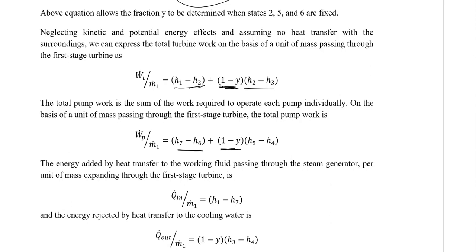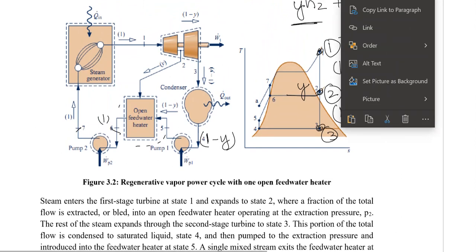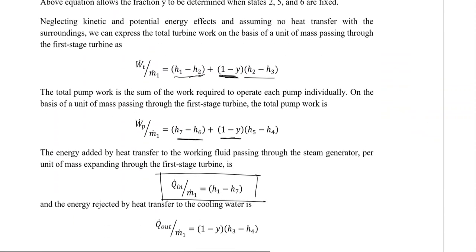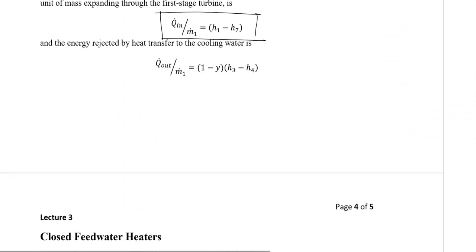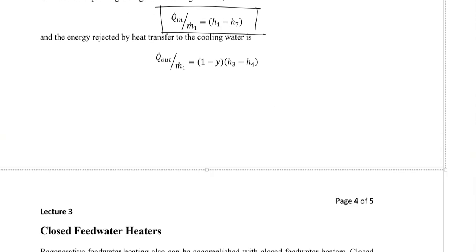Similarly, there is Q in, and that Q in is from state 7 to 1 in the boiler. And there was a heat transfer out of the system, and that heat transfer was from 3 to 4, with the reduced mass. This is the total energy balance of the regenerative power cycle with one open feed water heater. If you have multiple open feed water heaters, you can solve it with the same method.